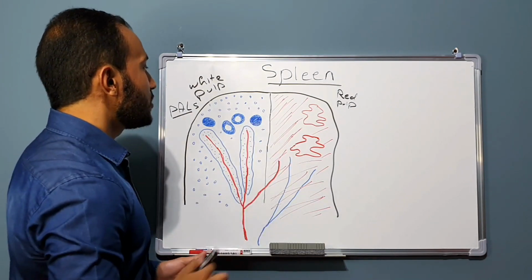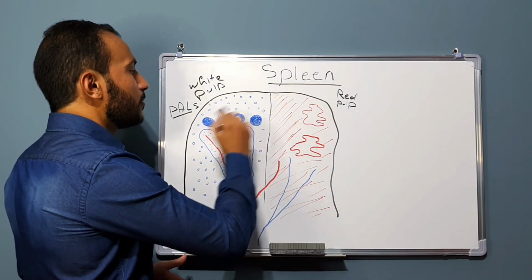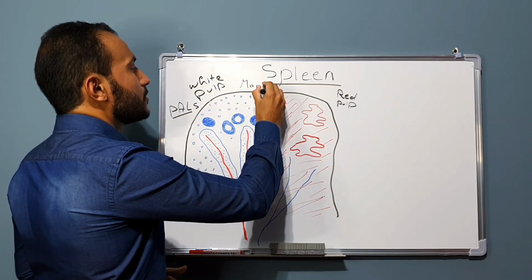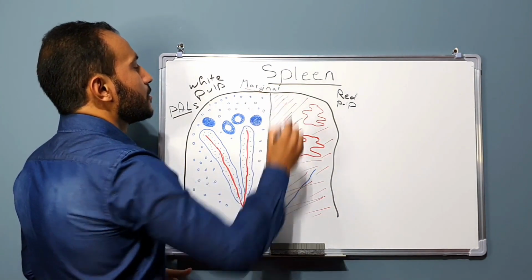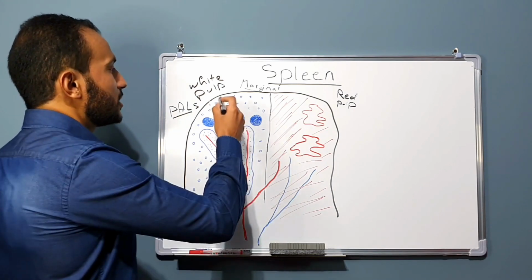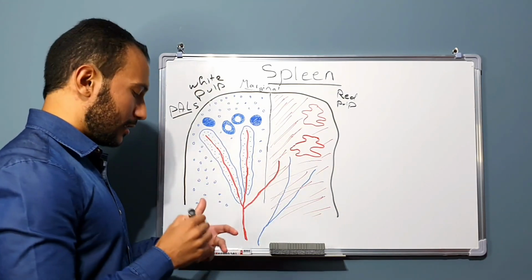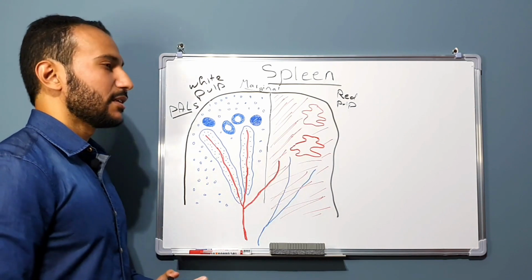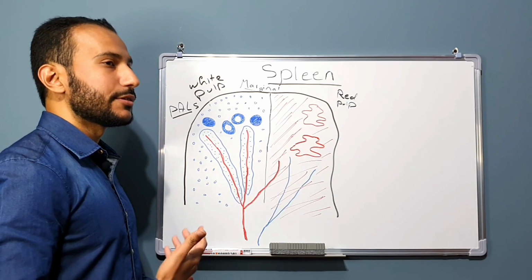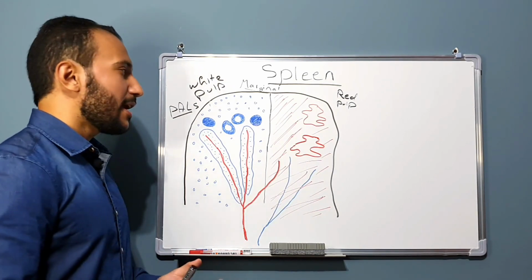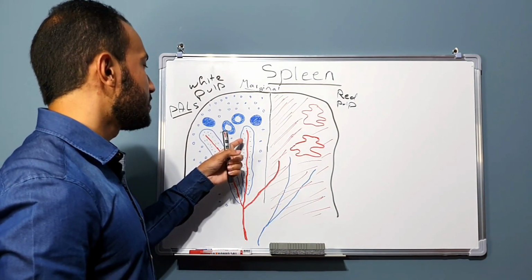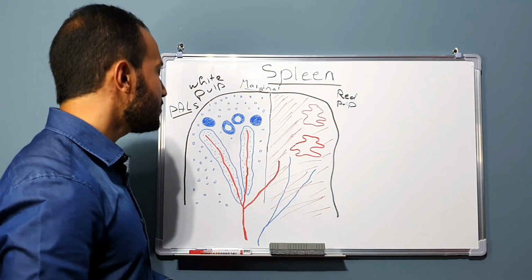Here we have a marginal zone between the white pulp and the red pulp, and its name is also marginal zone. So easy. Okay, what does it contain, or what's its function? It contains the macrophages, and macrophages, as we know, function as a filter for the blood components, for any debris or dead cells. Also, they can act like antigen presenting cells for the T lymphocytes in the PALS.